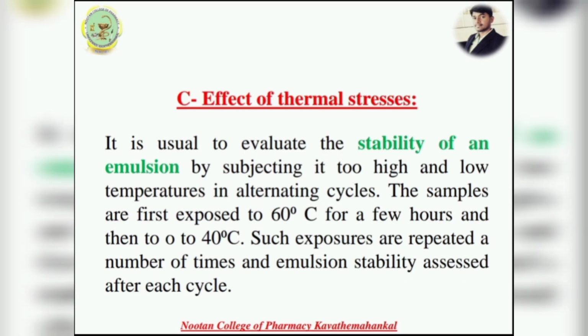C is the effect of thermal stress. It is usually used to evaluate the stability of the emulsion by subjecting it to high and low temperatures in an alternating cycle. The samples are first exposed to 60 degrees Celsius for a few hours and then to 0 to 40 degrees Celsius. Such exposures are repeated a number of times and the emulsion stability is assessed after the cycles.